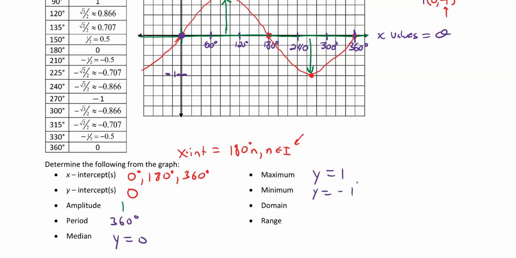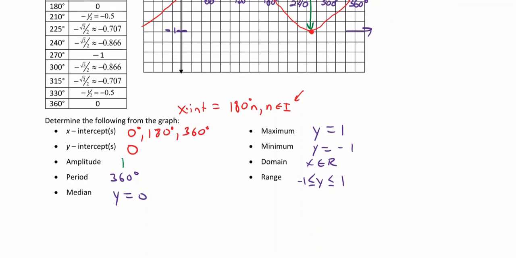Your domain, this thing actually would go on and on forever either way, right? So this would be x is a member of the real numbers, and your range would be y is greater than or equal to -1 and less than or equal to 1, or it'd be [-1, 1], written either way.